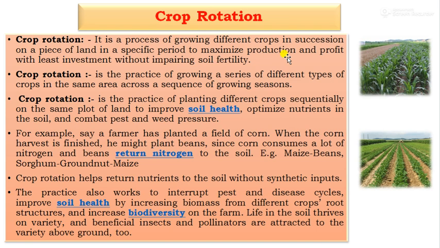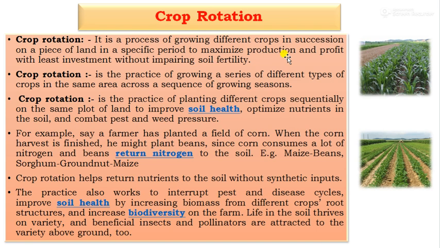Rotation system is more useful for minimizing the loss of soil fertility and yield, as well as increasing the profit with the least investment without impairing the soil fertility. You have to improve the soil fertility along with improving the production as well as profit.